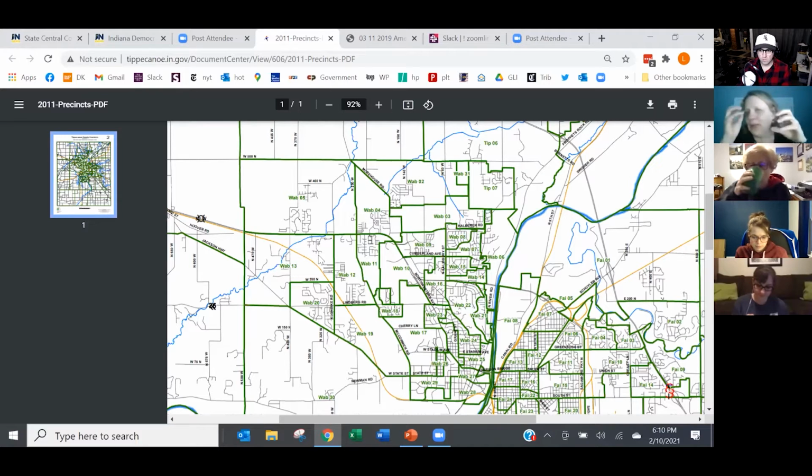A handful of them, maybe 3 or 4, don't have anyone that lives in them, but most of them are actual voters in it. So this is the basic grassroots unit of voting.